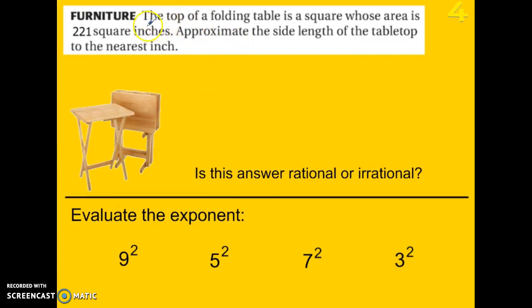Alright, next it says the top of a folding table is a square whose area is 200, oops, I made a mistake. There should be 121 square inches. Approximate the side length of the tabletop to the nearest inch. So I'm just going to draw a square here. We know the area is 121. We don't know what the side is. I'm just going to use the letter S to represent the side. We know all sides of a square are the same.